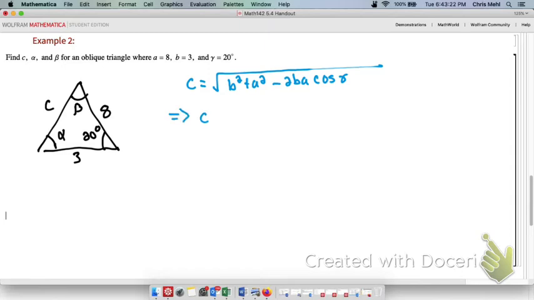So now C has to be the square root of B squared, or 3 squared, plus A squared, or 8 squared, minus 2 times 3 times 8 times cosine of gamma, which is 20 degrees. Okay, and again, I'm going to round this to 4 decimal places. I'm going to round my final answer to 2 decimal places. Rounding C to 4 decimal places, I get 5.2815.